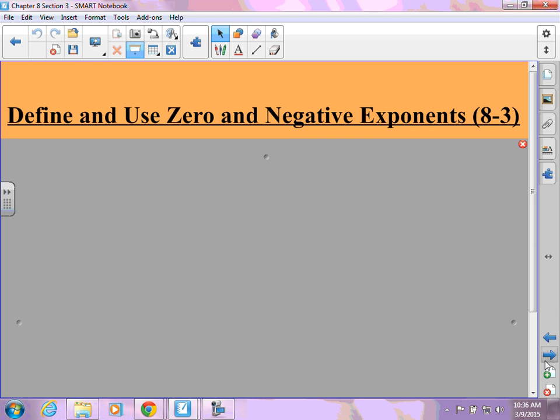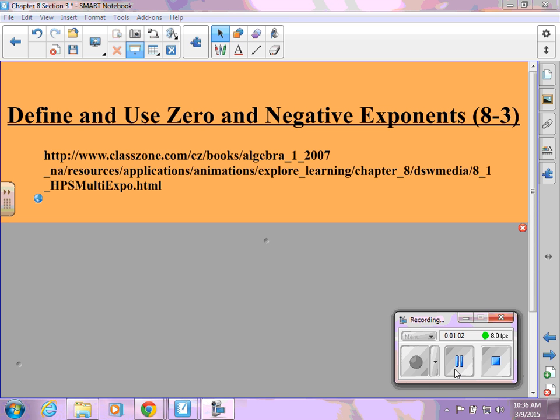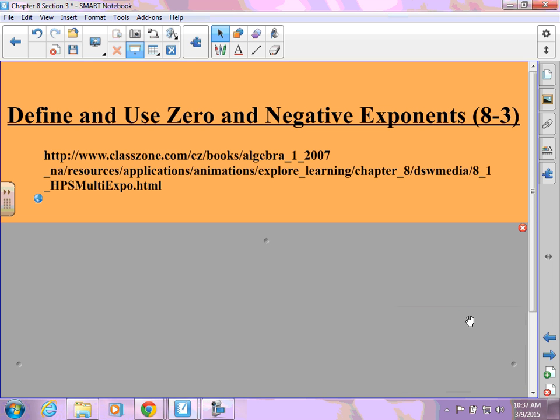So define and use zero and negative exponents is the title of this chapter, right? We're going to take a minute and go over this activity, and then when we're done with that, we'll continue with our notes. All right, now that we're done with this activity, any of you can go to ClassZone.com and work on that. So either click on it or you just go into ClassZone itself.